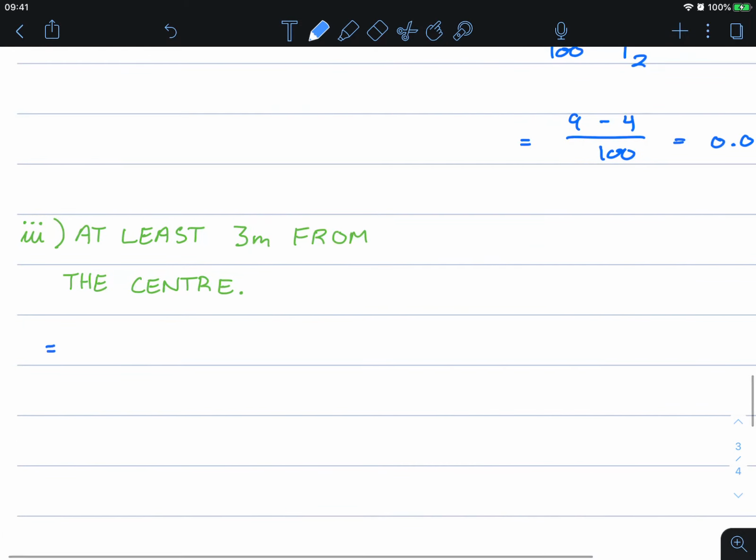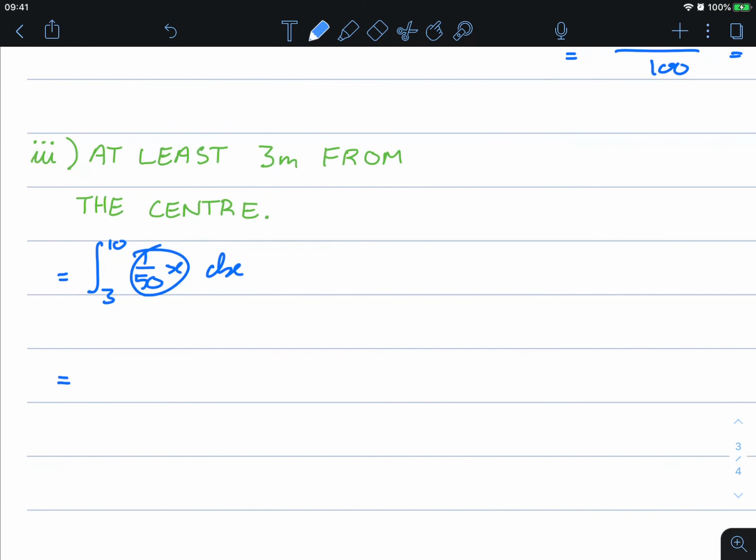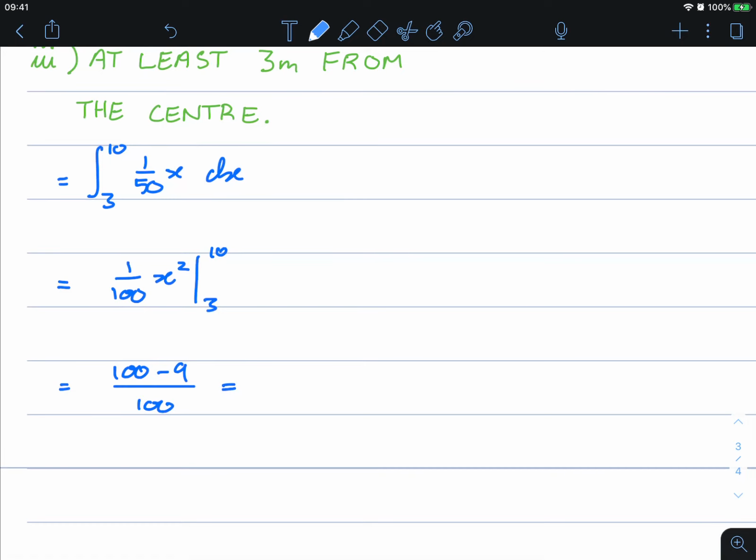What's the probability it is at least 3 meters from the center? That's the same as from 3 to its maximum, 10. Well, we already have the CDF. That's 1 on 100 x squared from 10 to 3. That's 100 minus 9 over 100. It's going to be 91 over 100, which is 0.91.